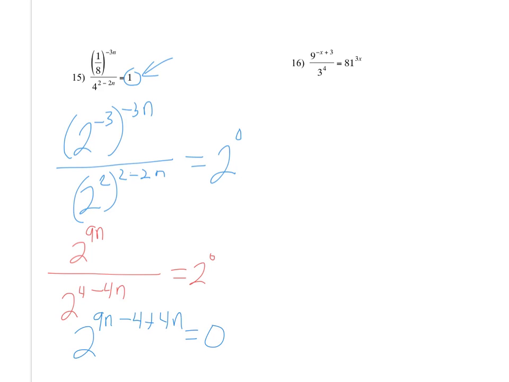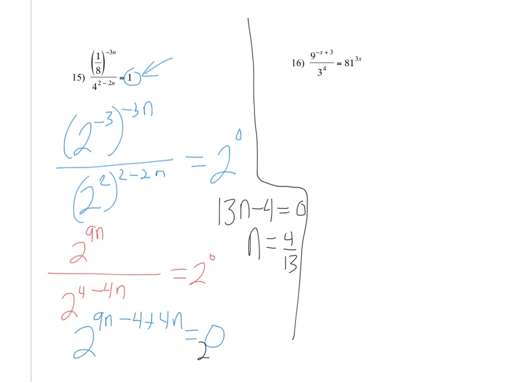That gives me an equation that I can use. So this should be 2 to the 0. 9n plus 4n is 13n, minus 4 is equal to 0. n is equal to 4 over 13.